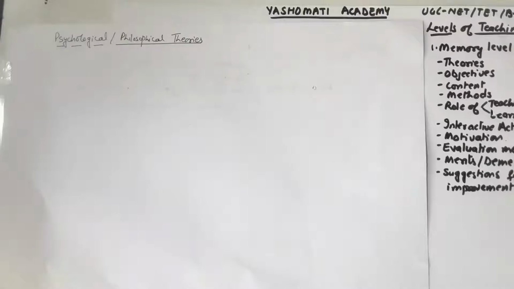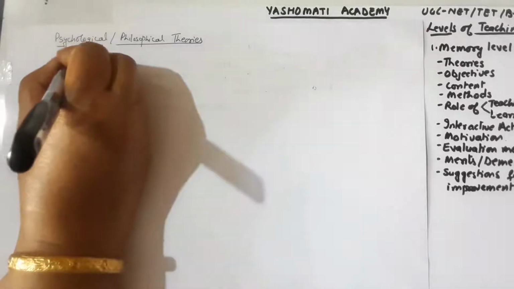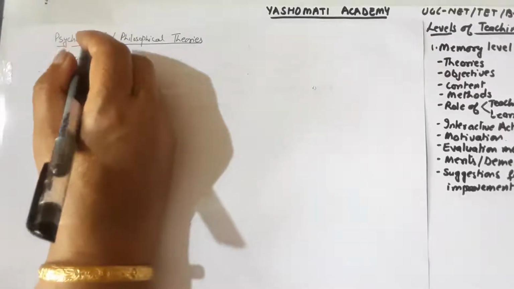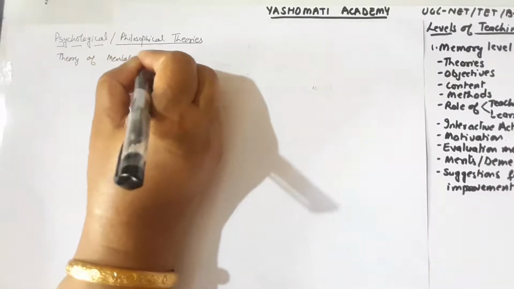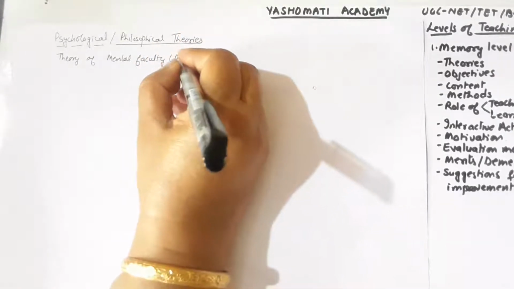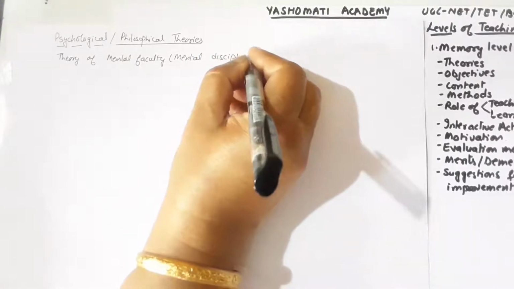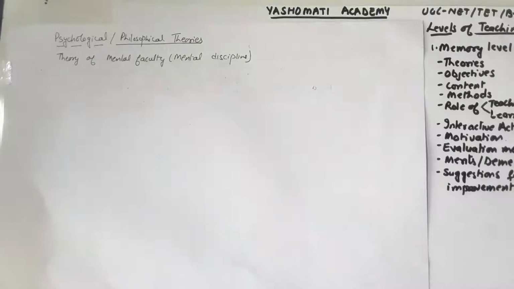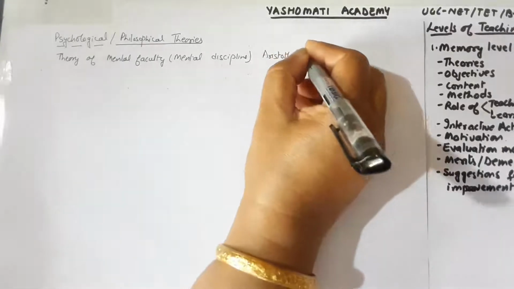Besides this, there is the theory of mental faculty, which is also very important for studying this level. Theory of mental faculty, or mental discipline, as it is sometimes mentioned, is one of the oldest theories, which was proposed in the 18th and 19th century. The main proponents of this theory are Aristotle and Plato.